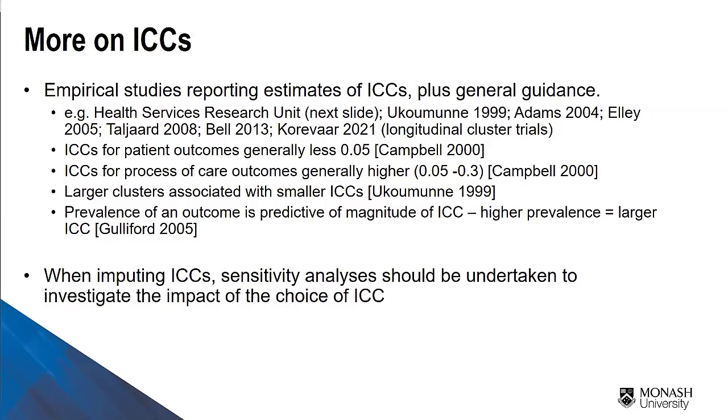So where do we get information on what these ICCs are? Well, there are now lots of empirical studies that have really summarized the sizes of these ICCs, and there's also general guidance. So I just list here some papers that have summarized the ICCs. This Corovar paper is looking at the circumstance where we've got longitudinal cluster trials and things are a little bit more complicated there. But the Health Services Research Unit, which I'll show on the next slide, has also put together a database that includes some examples of ICCs with different outcomes and different interventions.